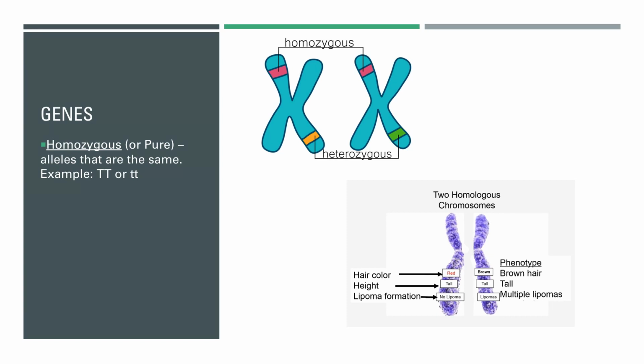In that case, you might have, for example, if we're using height, a big T up here, and over here a big T also. So those would be homozygous genes. For a different trait, maybe it could be seed shape, and in this case, maybe wrinkled versus smooth. So you might have a smooth allele over here, and over here a wrinkled allele.